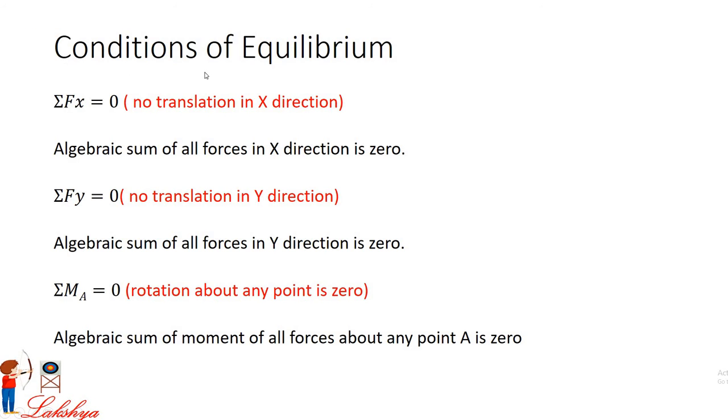Now, what about the conditions of equilibrium? The summation of all forces in the x direction is 0, meaning no translation in the x direction. The summation of all forces in the y direction is 0, meaning no translation in the y direction. Rotation about any point is 0, meaning rotation is also not there.